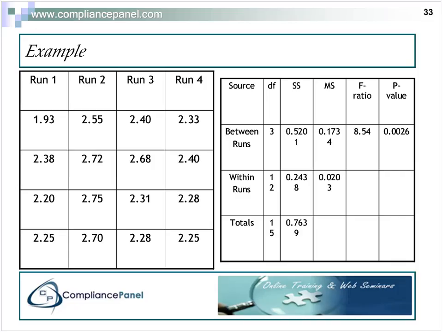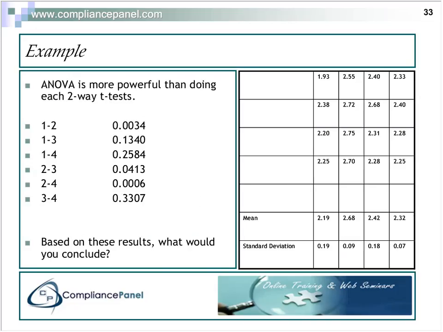Since that's less than 0.05, I conclude that one of the runs, at least one of the runs, is different than the other runs. So not all 4 runs are identical. One of the runs is different. So that brings me to a bit of a problem. How do I know which run is the one that's different? Typically, this is what most people would do. They would go and say, well, I'll just do a bunch of t-tests.